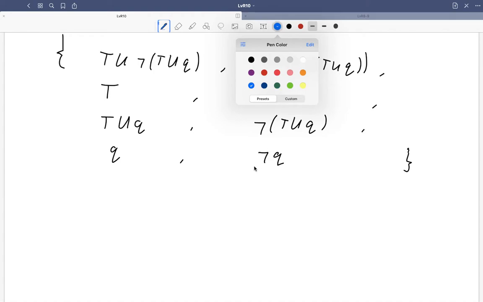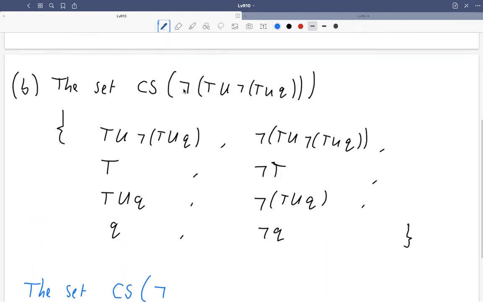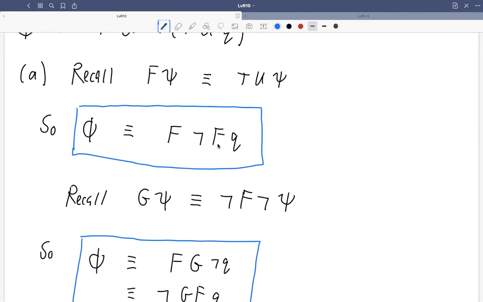So just for comparison, I'm going to talk about the set as one would define it of complemented subformulas of the negation of phi, where phi is in this form here. Future phi is in the form future not future q.